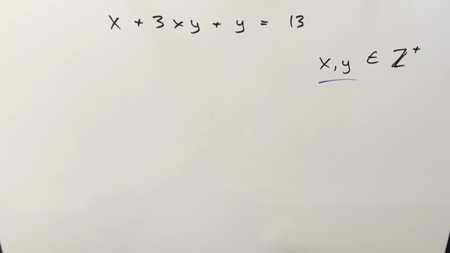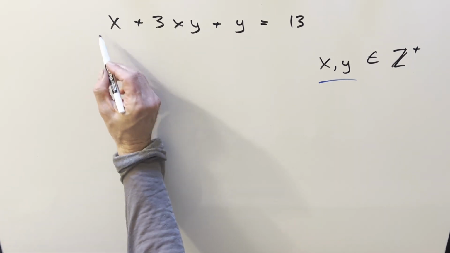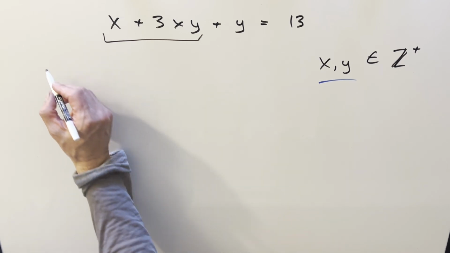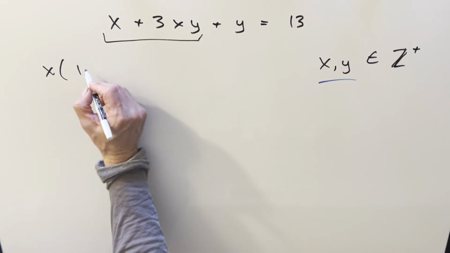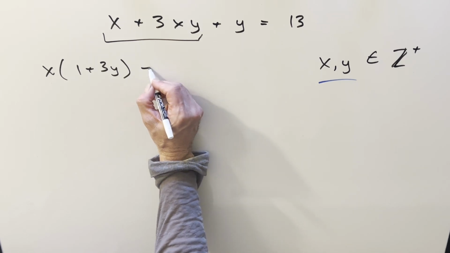What if we had different coefficients on this? So the process I like to use for this is to group two of the terms and factor out what's in common. So like we could group this right here and just factor out x, and then what we get is 1 plus 3y. Everything else will just kind of copy over.